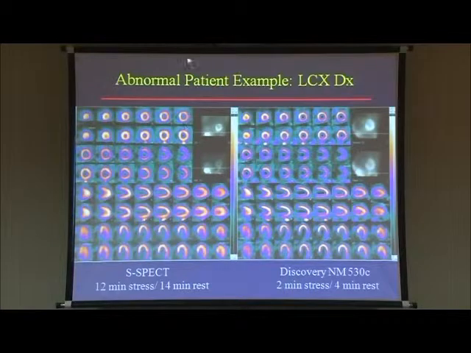Here's another patient. He's an abnormal patient with left circumflex disease. And again, the conventional SPECT, I think we would all agree, beautiful images, right? There's nothing wrong with these images, whether you look at the planars or the tomographic stress versus rest. And you see that there's a defect here in the lateral wall that somewhat improves, again, with the 12-minute stress, 14-minute rest. Look at the Discovery system, 2 minutes and 4 minutes.